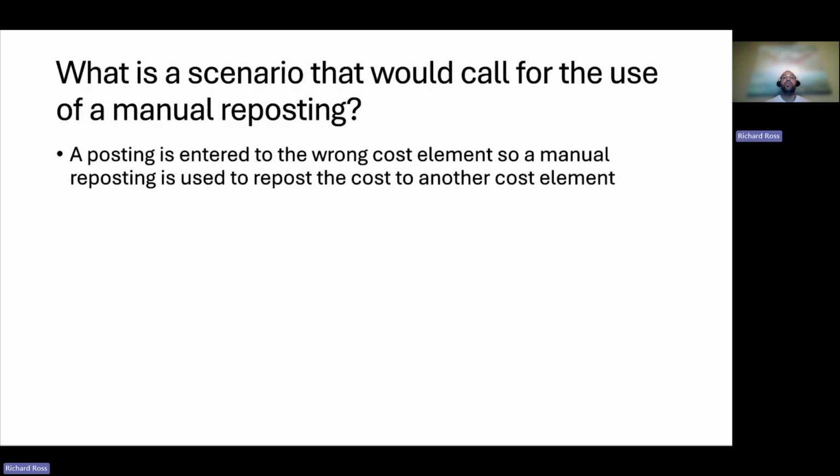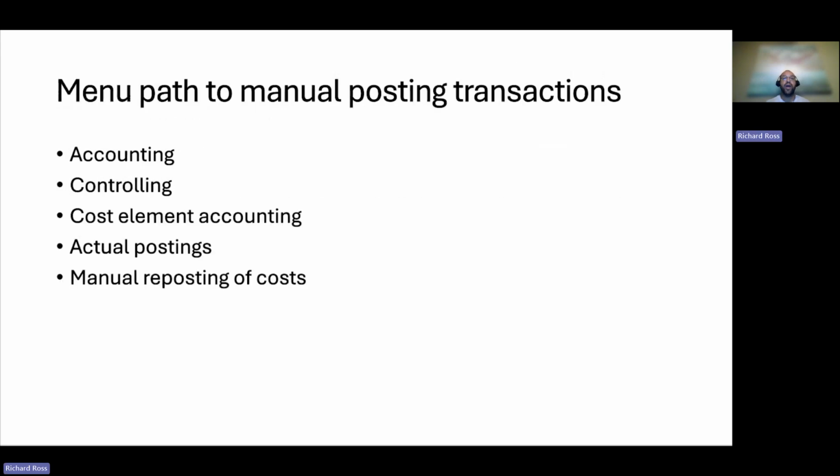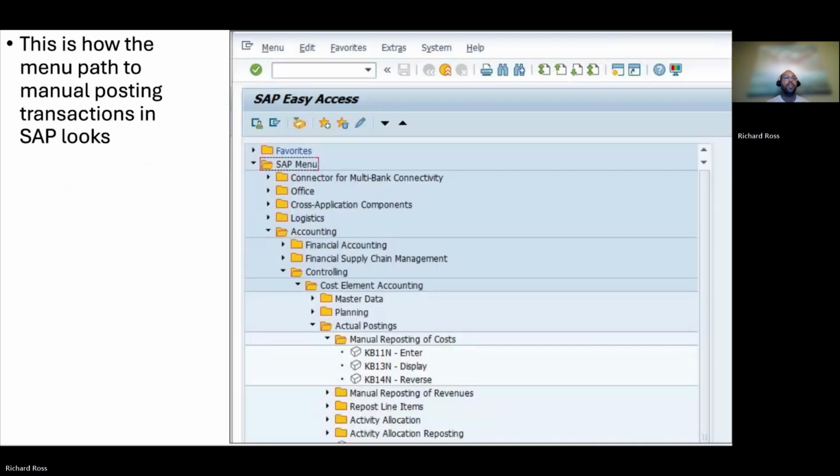What is a scenario that would call for the use of manual reposting? A posting is entered to the wrong cost element, so a manual reposting is used to repost the cost to another cost element. Menu path to manual posting transactions. Accounting, controlling, cost element accounting, actual postings, manual reposting of costs.